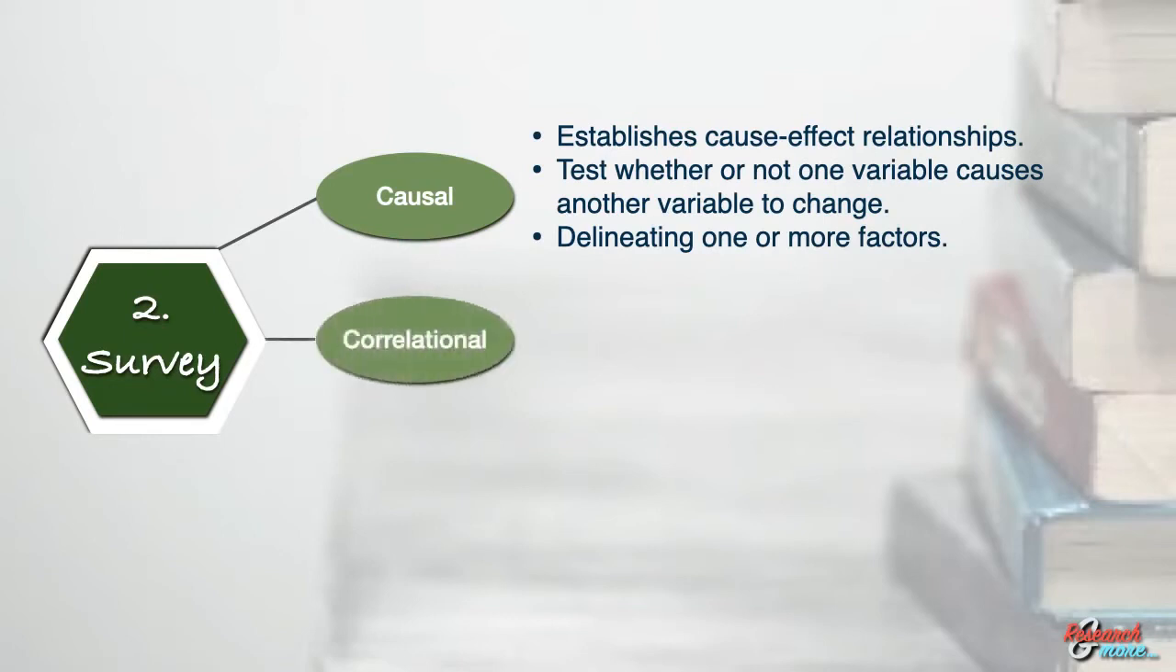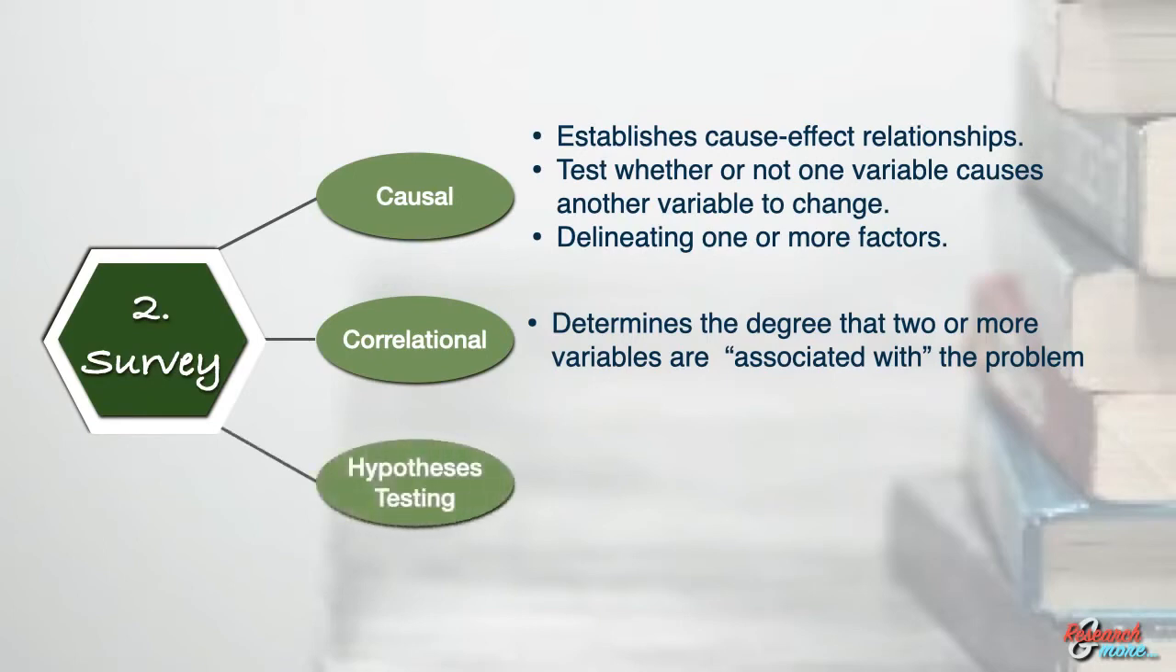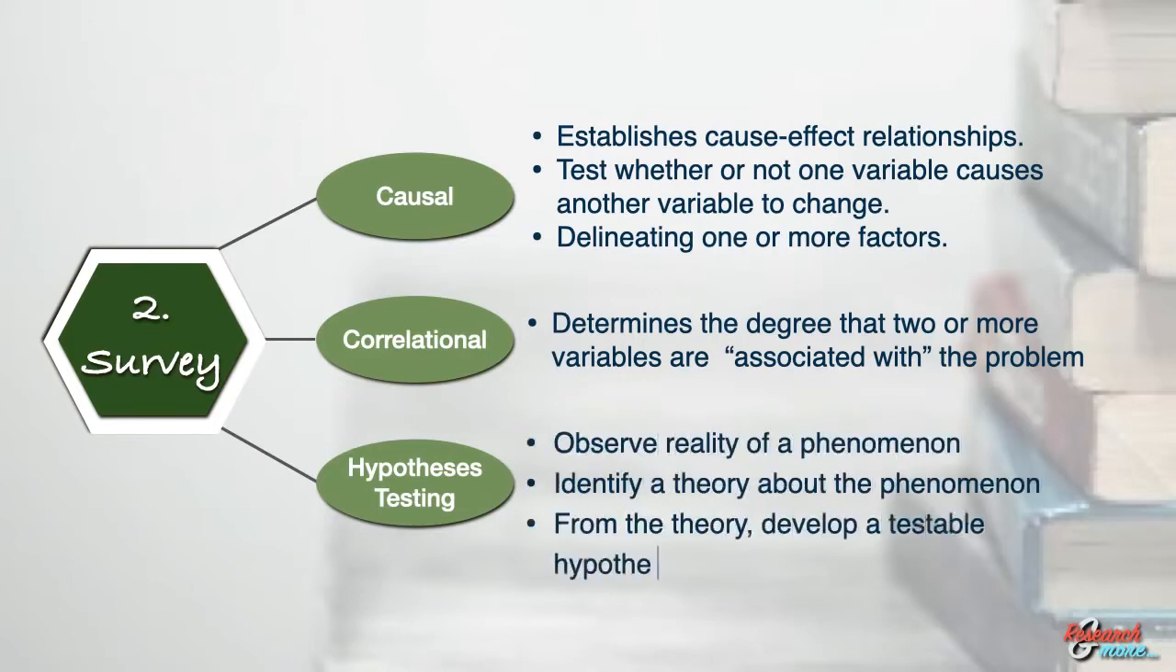A correlational study is used to determine the degree of the association between two or more variables for the possibility to make predictions based on these relationships. In a hypothesis testing type of survey, a researcher observes the reality of a phenomenon and then identifies a theory about the phenomenon. From the theory, a testable hypothesis is then developed.